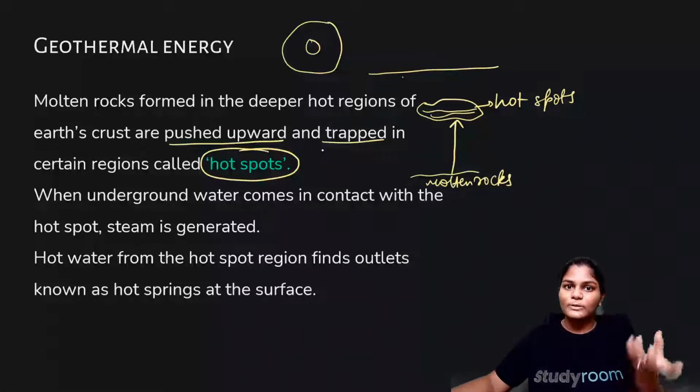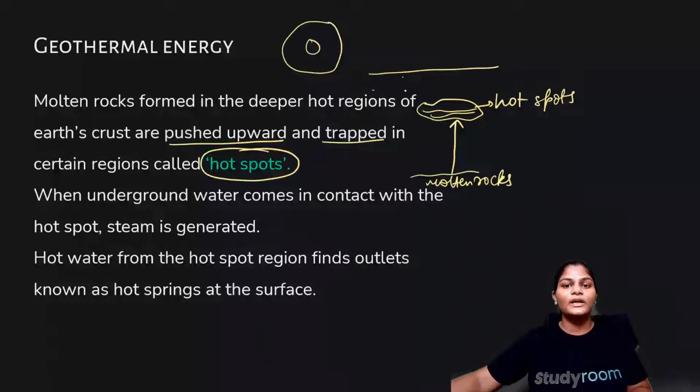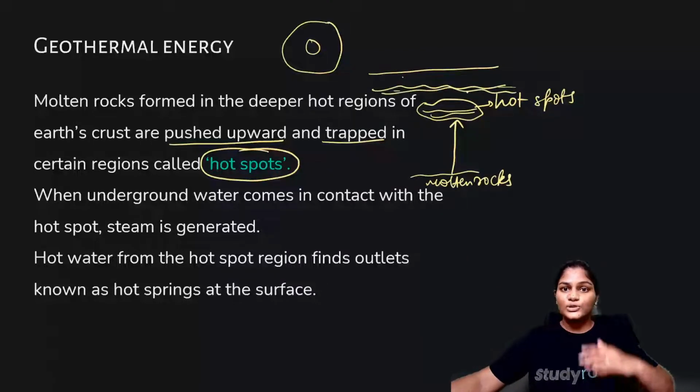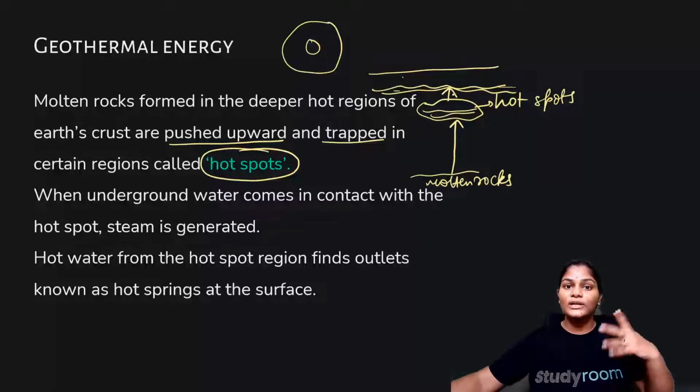Then we know that there is an underground water table. You studied about the water table, and about water table depletion. So we know that somewhere below the surface of the earth there is water, stored underground. Sometimes this hotspot is very close to this water table, the underground water.